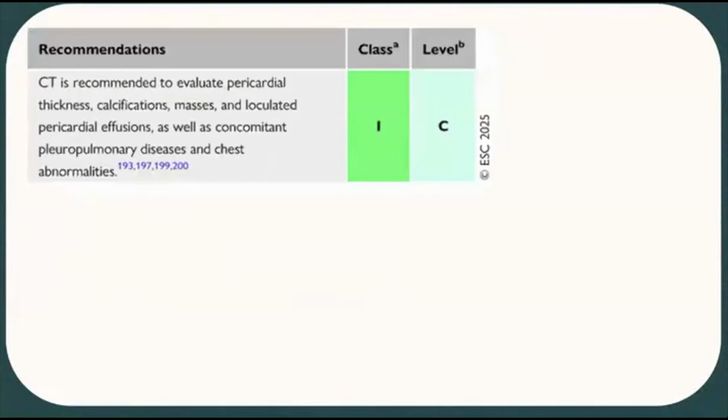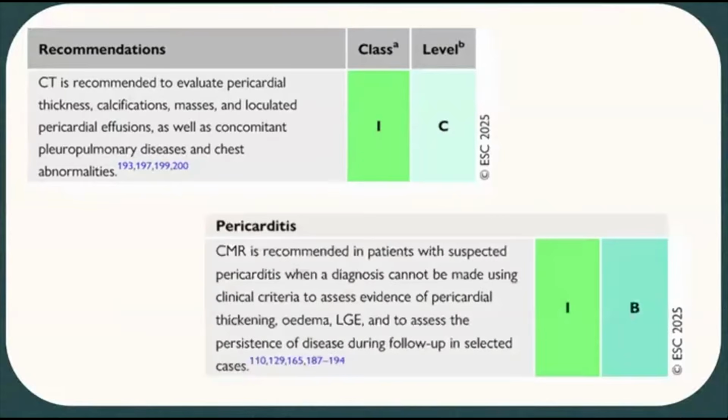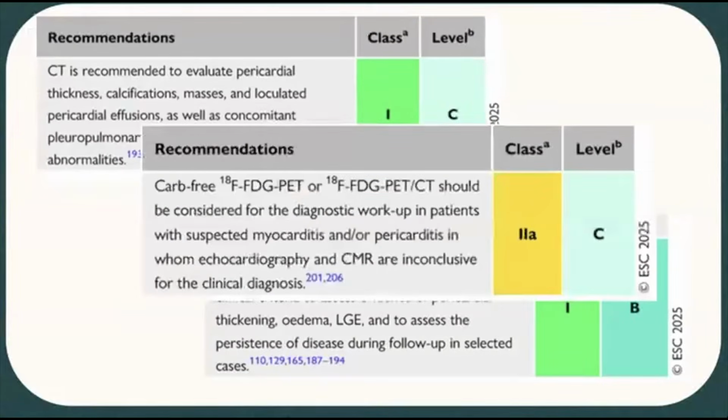So what do the guidelines from ESC say? There's a class 1 indication for CT, as we discussed, for thickness, calcification, masses, loculated effusion, and in the presence of any pleural or pulmonary abnormalities. Again, a class 1 indication for CMR if suspecting pericarditis, to look for edema and late gadolinium enhancement, and to assess persistence of disease and recurrent pericarditis for follow-up.